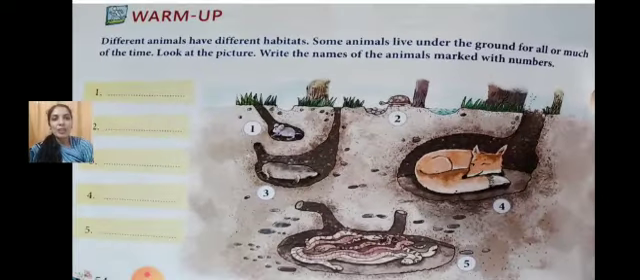In the warm-up section, we have: different animals have different habitats. Some animals live under the ground for all or much of the time. Look at the picture. Write the names of the animals marked with numbers. So accordingly, you will have to see whether they are living under the ground, what their habitats are, how they live. So accordingly you will have to sequence them as per their habitats. So the warm-up section is over here.